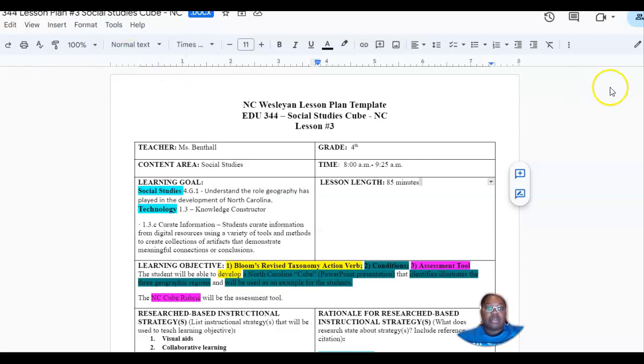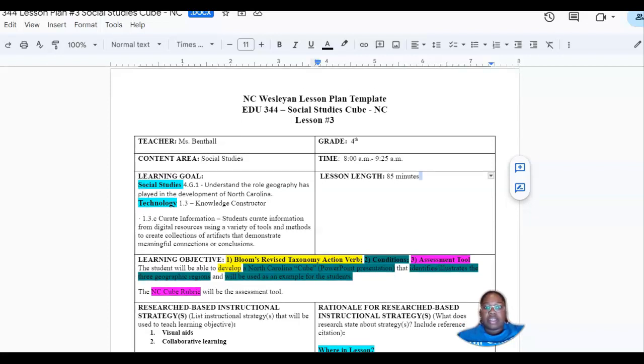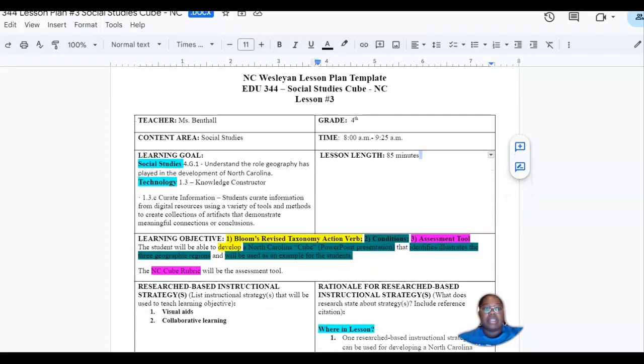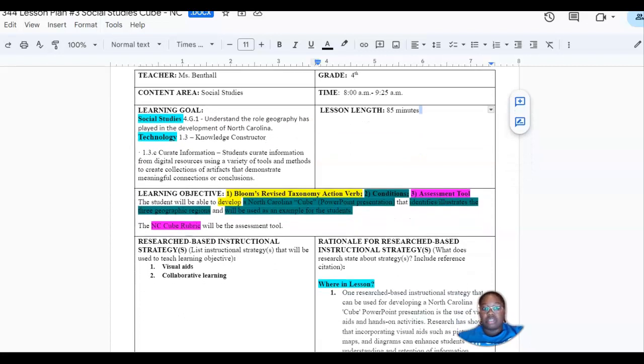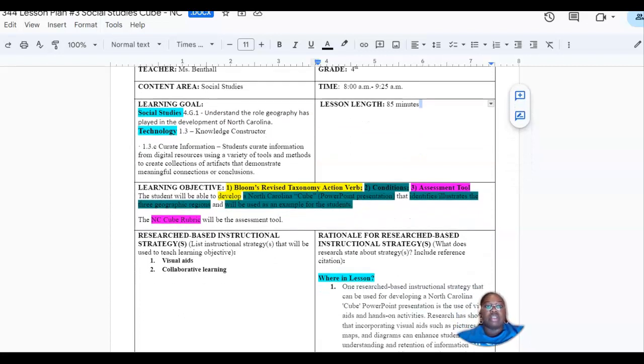My learning goals for this lesson plan: my Social Studies learning goal is 4.G.1, understand the role geography has played in the development of North Carolina, and my technology goal is 1.3, based off knowledge constructor, so it's 1.3.c, create information. Students create information from digital resources using a variety of tools and methods to create collections of artifacts that demonstrate meaningful connections or conclusions.